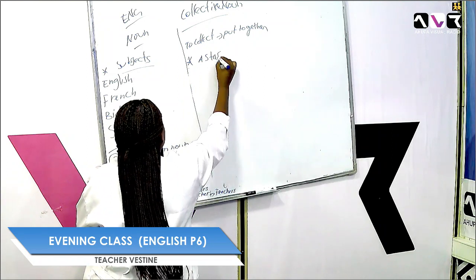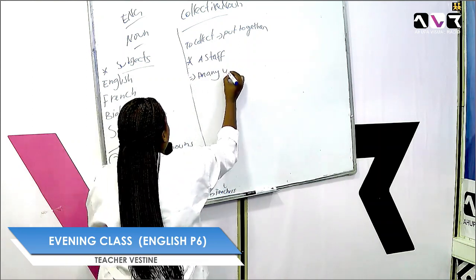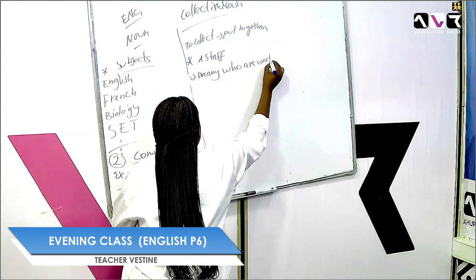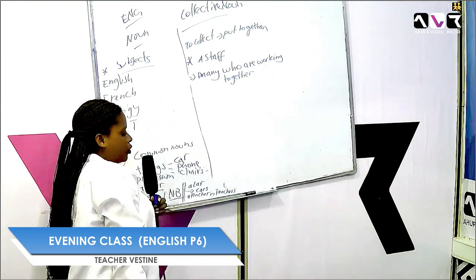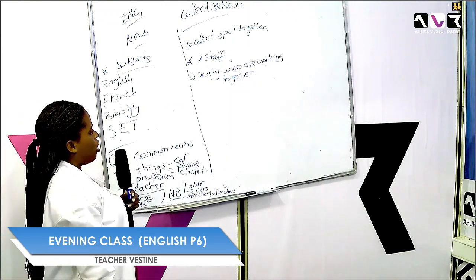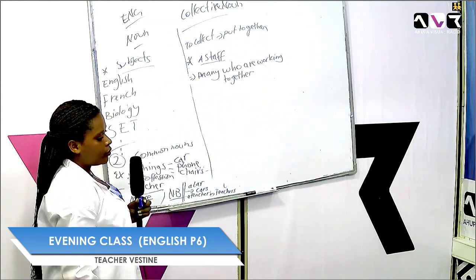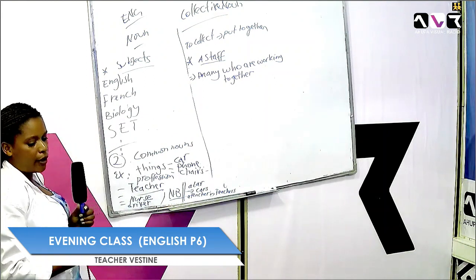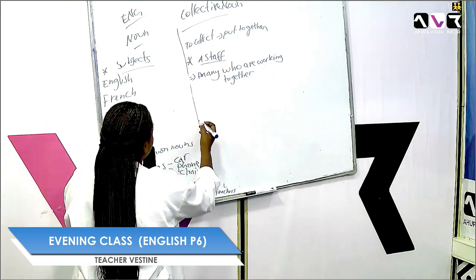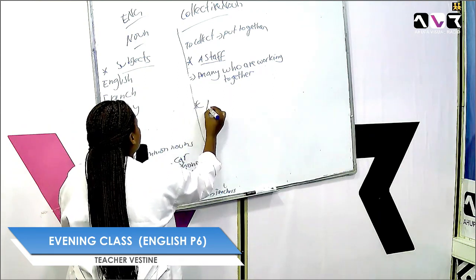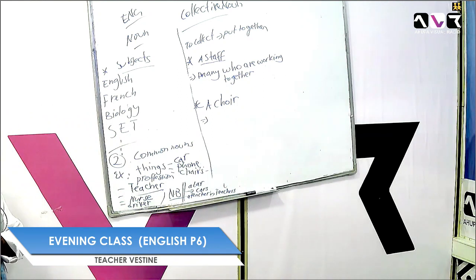The collective noun in that case is a staff. A staff: many people who are working together. For example, the journalists and others who work here on Aupa Vision Radio are staff, example of staff. The teachers who work in the same school are also staff. That's the meaning of staff. When we say also a choir, male singers who sing together.